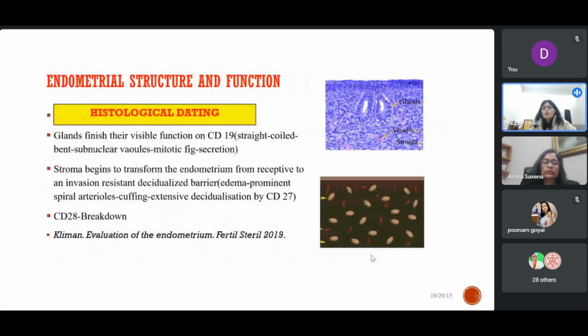So, just a revision of our old histological aspect of the endometrium. We know that the endometrium has two aspects, glands and stroma, and under the influence of estrogen and progesterone, they undergo a series of changes, starting from straight, then coiled, then bent, then subnuclear vacuoles. So these are the transformations that take place, and according to the earlier criteria, the Noyes criteria, they found that this histological maturation happens in a very timed fashion, and by doing that timing, that dating, we can actually predict whether the endometrial maturation is appropriate for the date or not.